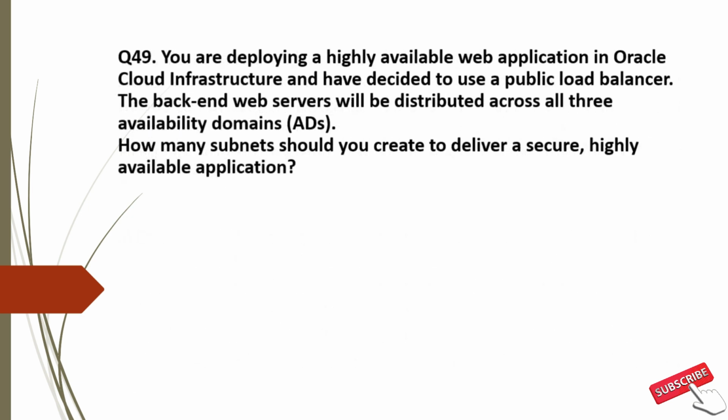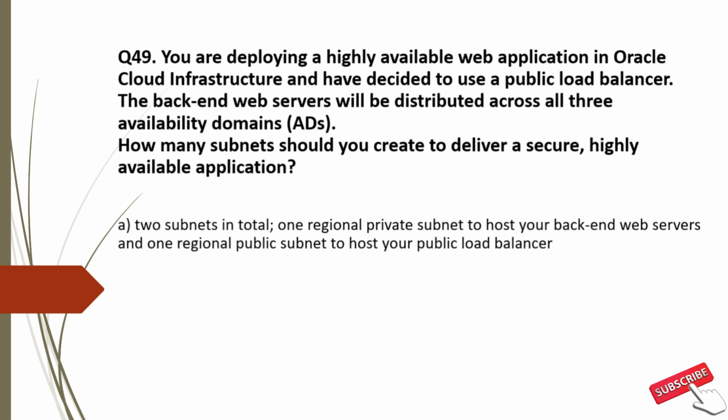Question 49. You are deploying a highly available web application in Oracle Cloud Infrastructure and have decided to use a public load balancer. The backend web servers will be distributed across all three availability domains. How many subnets should you create to deliver a secure, highly available application? And the options are A, 2 subnets in total, 1 regional private subnet to host your backend web servers and 1 regional public subnet to host your public load balancer.